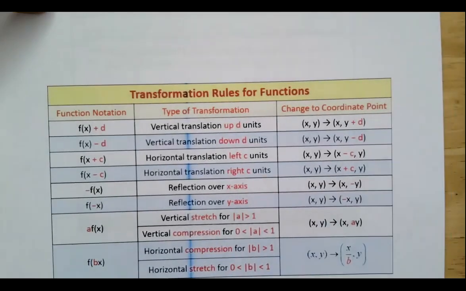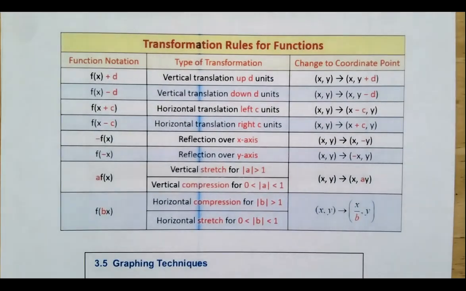All right, this is 3.5. So this is part 2 of the setup of the parent functions in 3.4. Let's get to it because it's a lot. There are transformation rules for functions. We are going to go over all of them in this lecture, and then we're going to practice them, okay?